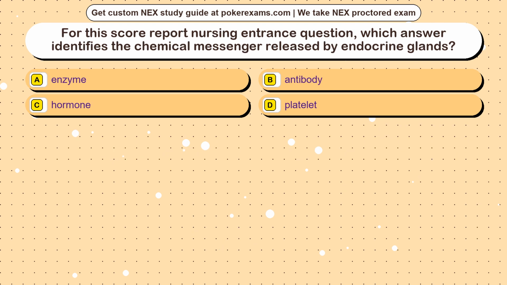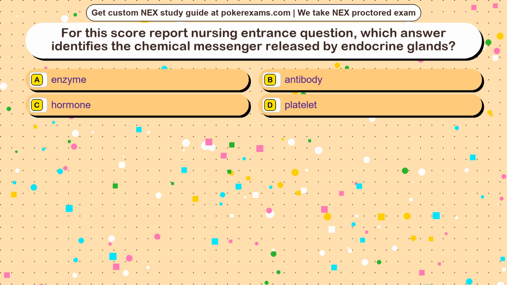Question 13. For this score report nursing entrance question, which answer identifies the chemical messenger released by endocrine glands? Option A, enzyme. Option B, antibody. Option C, hormone. Option D, platelet.